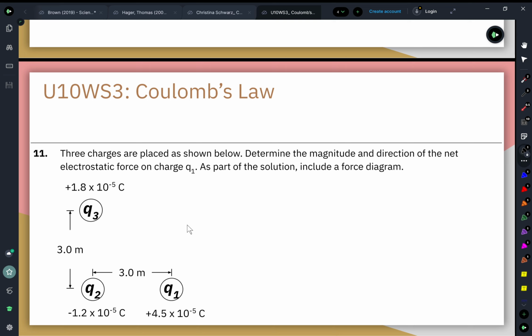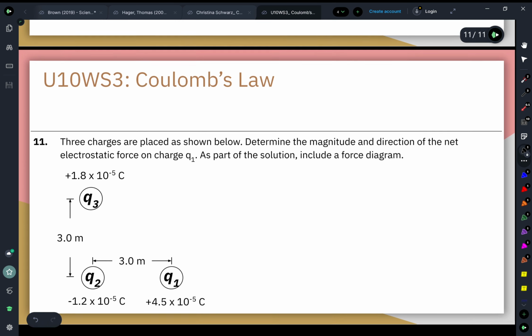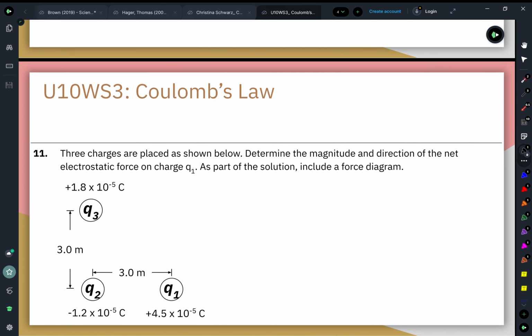Okay, so Unit 10, Worksheet 3, Coulomb's Law, problem number 11. Three charges are placed as shown below. Determine the magnitude and direction of the net electrostatic force on charge Q1. As part of the solution, include a force diagram.